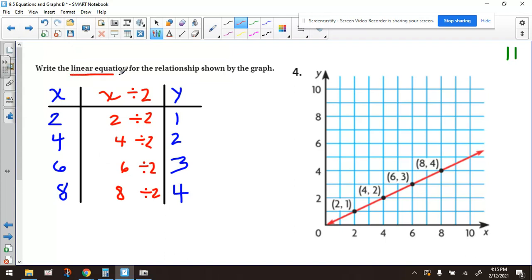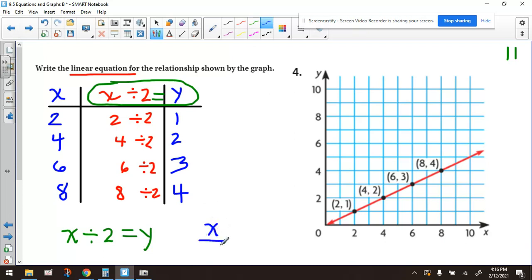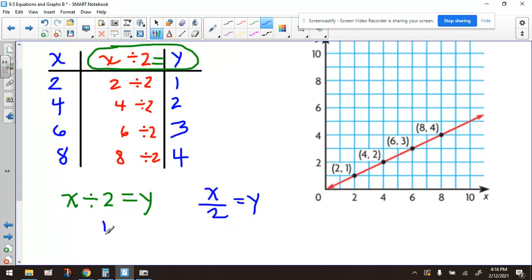Now they want the linear equation. So you need an equal sign, and you need to write this whole thing. X divided by 2 equals y is your linear equation. Now remember, that's the same thing if it's a multiple choice test and that's not offered as a choice. Don't forget x divided by 2 can look like this. X divided by 2 equals y. Or let's say that's not a choice and it's multiple choice. Don't forget half of x equals y. These are all the same thing. So if you're looking for the answer and this is not offered and this is not offered, but this is, then you would pick this.